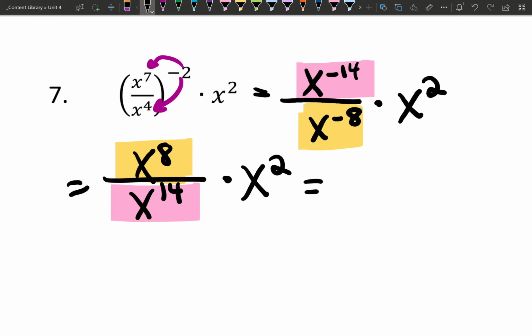Notice how all of these are x's. We can find out the power of x now by combining the quotient rule and product rule. The quotient rule tells us subtract those exponents, so we're going to do 8 minus 14. The product rule states add the exponents when we're multiplying, so I'm also going to add the 2.